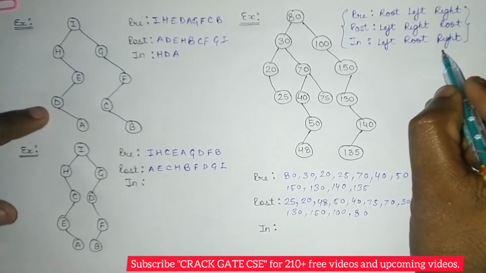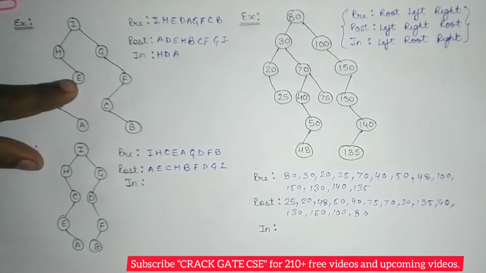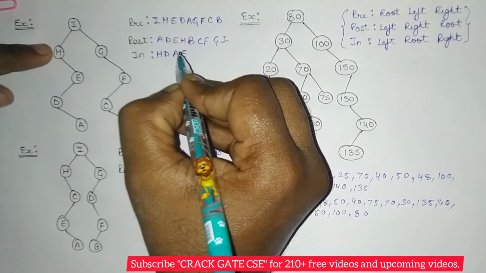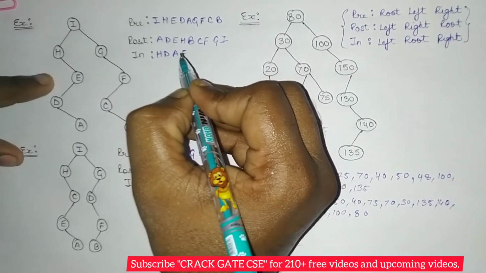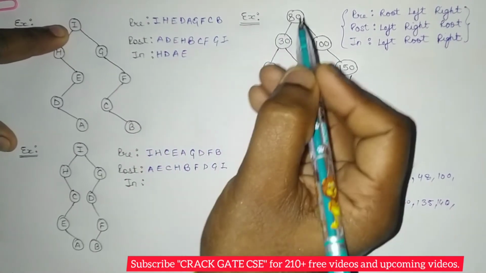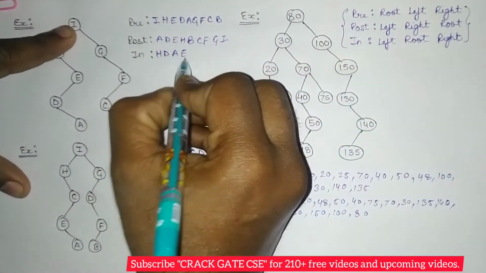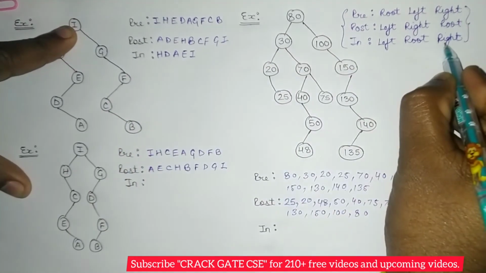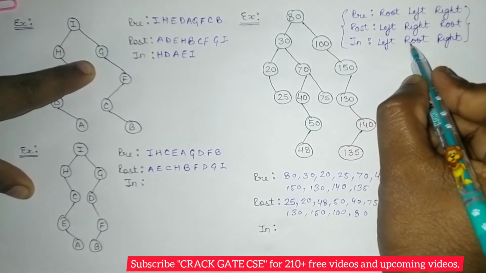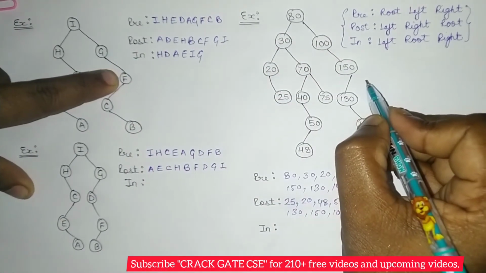So this D is done, backtrack. So left is done, D and A is done, so we can print A. Then we will check right, so there is no right, backtrack. For H, left is done, root is printed, right is done, so move backward to the I. So this left is done. Now we can print the root, that means I. Then we can move to the right, this part. Then check left, no left, print root, that means print G. Then move on to the right.